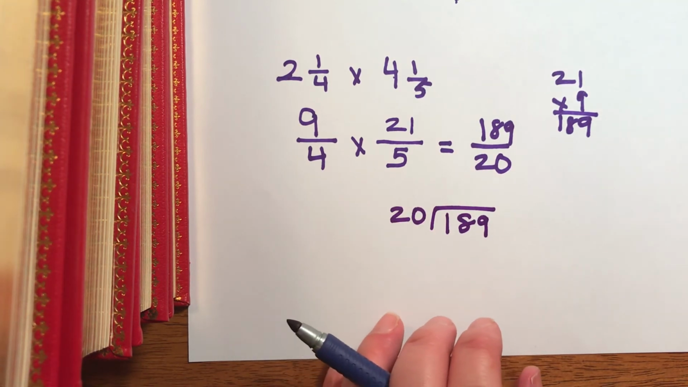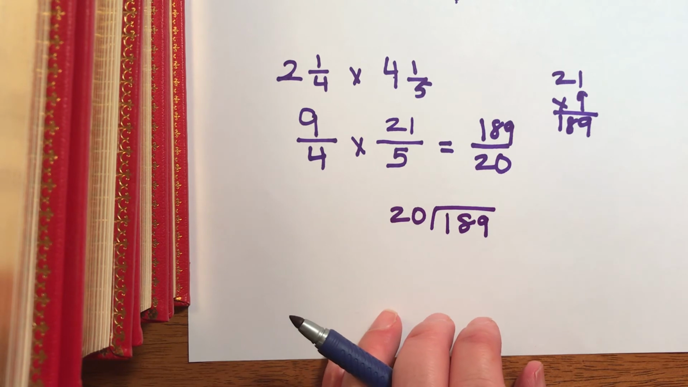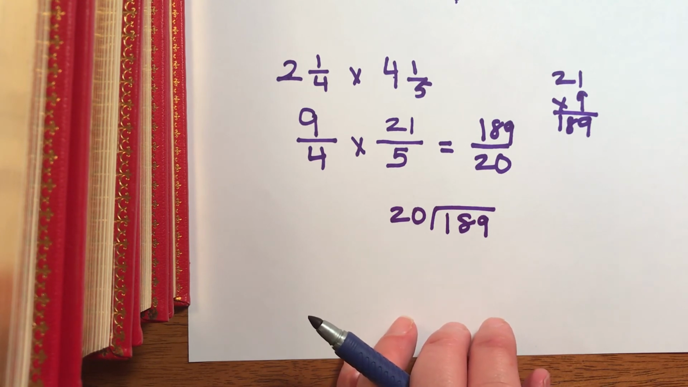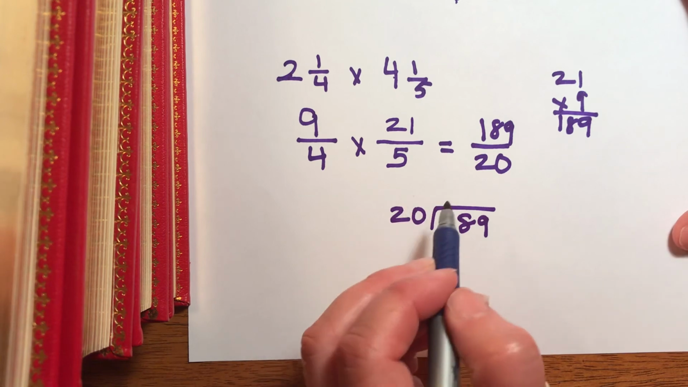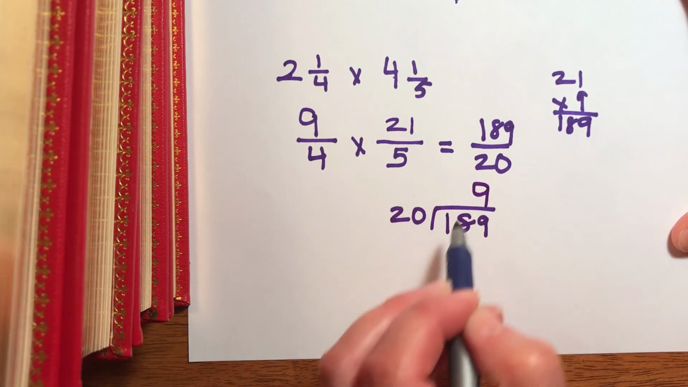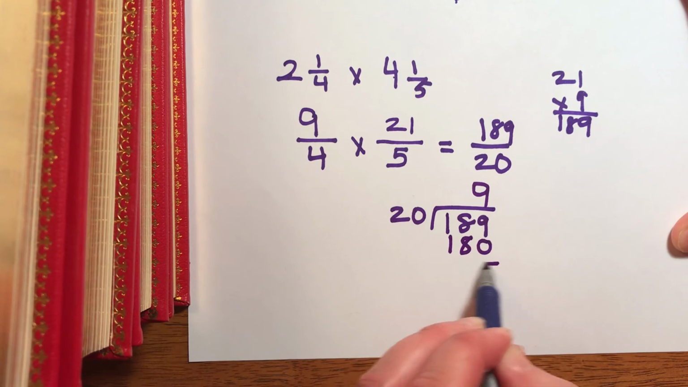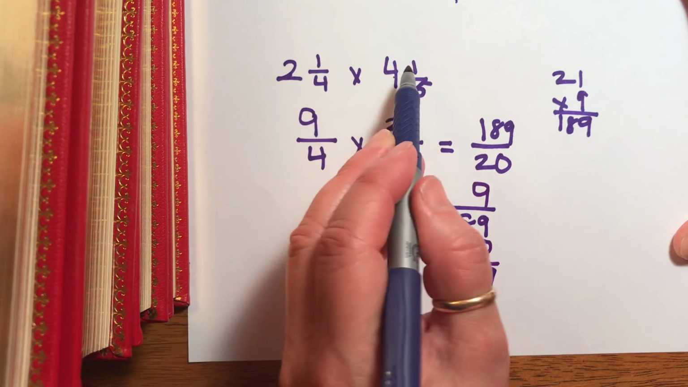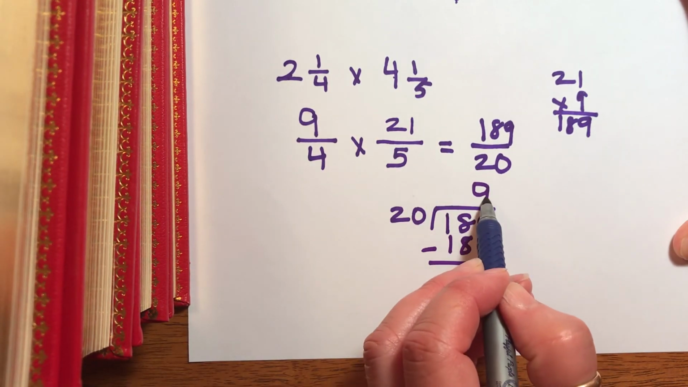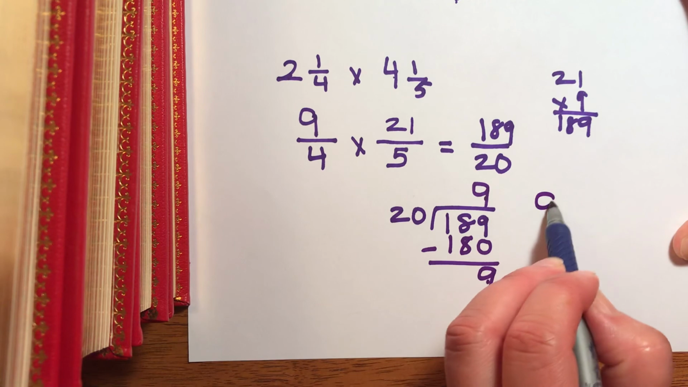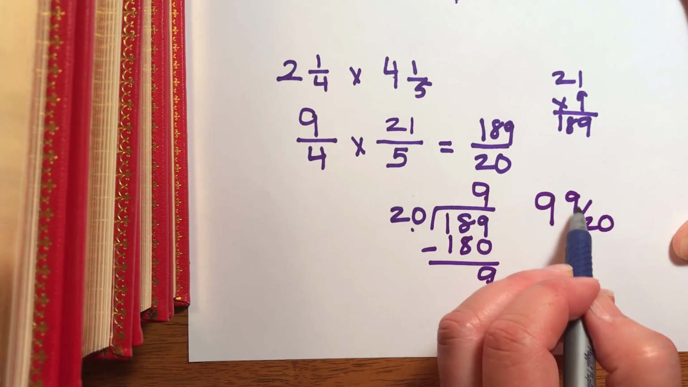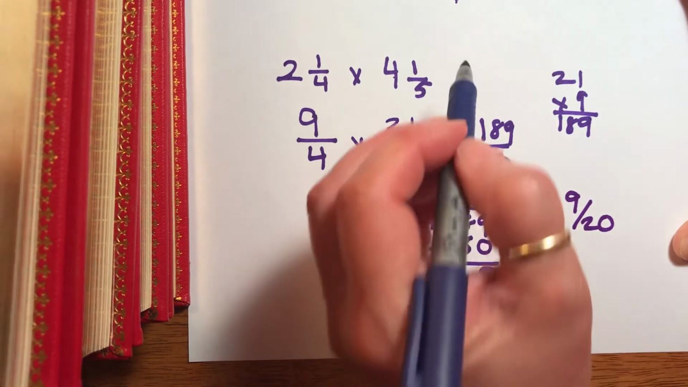Now I know 20 times 5 is 100. 20 times 6 is 120. 20 times 7 is 140. 20 times 8 is 160. 20 times 9 is 180. I think we're going to go with that. Put the 180 here. Subtract and end up with a remainder of 9. So 2 1/4 times 4 1/5 is equal to 9 and 9/20. And 9 and 9/20 is already simplified.